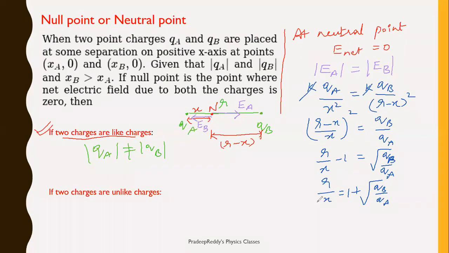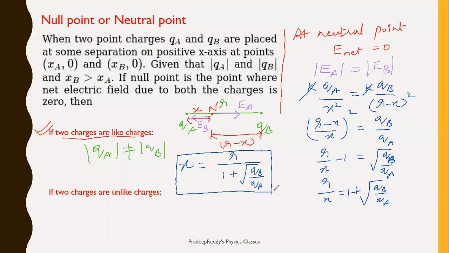And from here you can write down the value of X, and that X can be written as R divided by 1 plus under root QB divided by QA. This is the position X where you will be getting the neutral point. So from here you can calculate, for different charges you can use this equation and find out the null point between two charges.